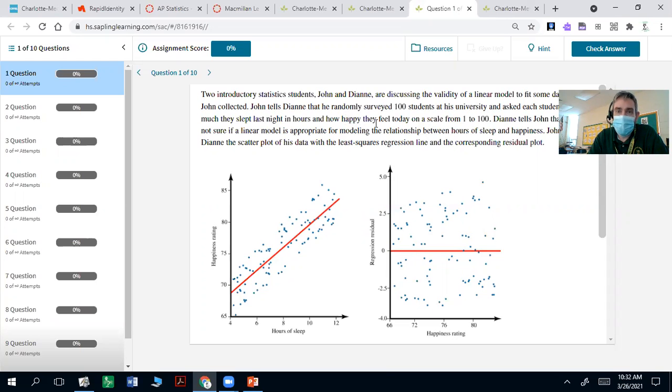John tells Diane that he randomly surveyed 100 students at his university and asked each student how much they slept last night in hours and how happy they feel today on a scale of 1 to 100.